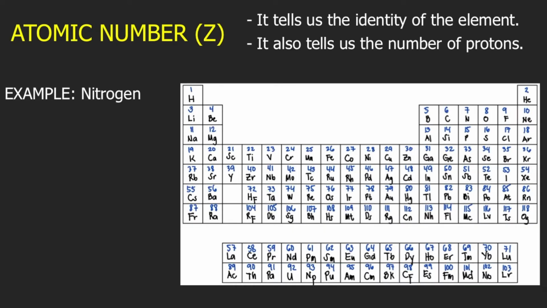In many books and references, the atomic number is given the symbol Z. So what's the importance of knowing the atomic number? What does it tell us? The atomic number tells us two things. First, it tells us the identity of the element. So we have here a periodic table of elements. Let's look at the first element, hydrogen. H is your elemental symbol. So this is your element. The number on top of the element is the atomic number of that element.